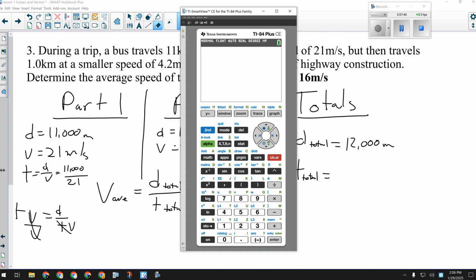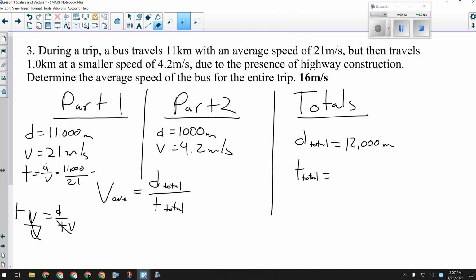Okay, so we'll take our 11,000 divided by 21. So 523.8 with some other decimals, seconds. Should I keep all those decimal places? I absolutely 100% should. For significant digits' sake, I do not round anything off until I'm at my final answer. Keep all of the decimals all the way through until you get to the end. I'm not going to write them all because they're stored in my calculator, but I'm going to keep them there. So 523 seconds is what I'll write here.